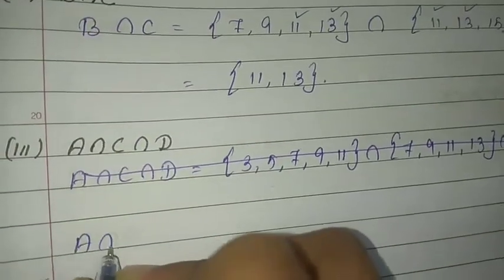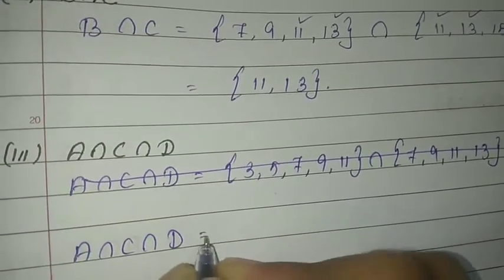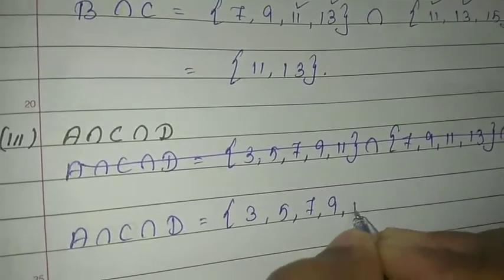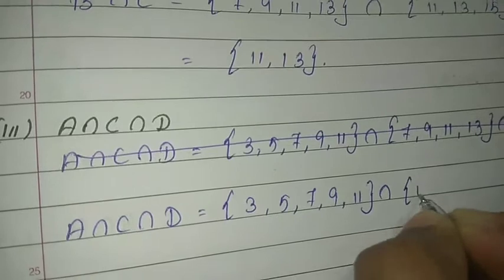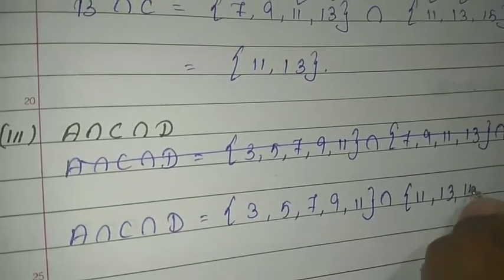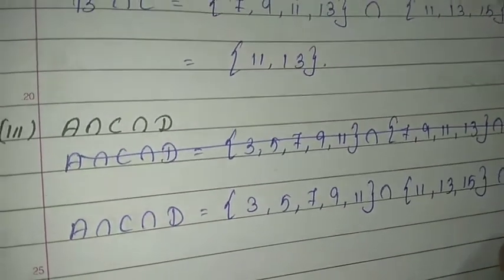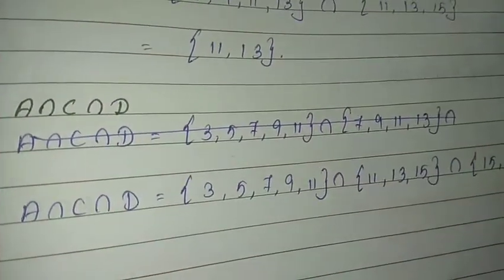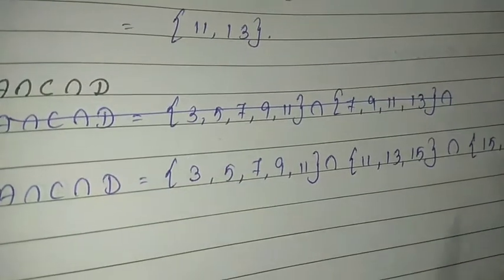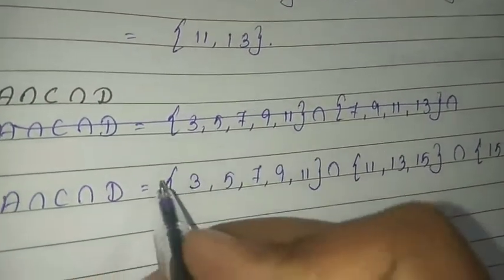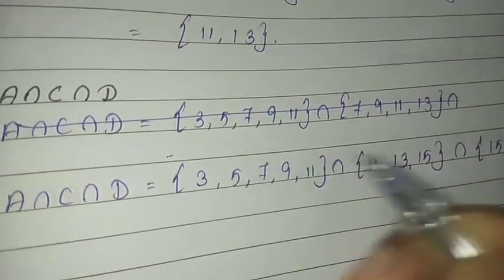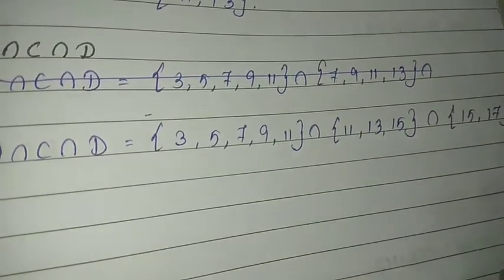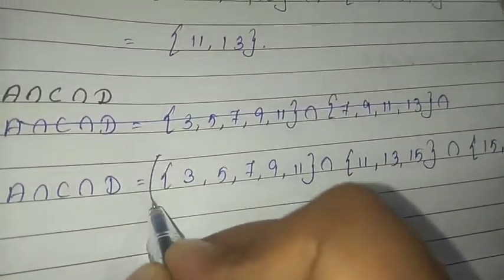So A intersection C intersection D is equal to {3, 5, 7, 9, 11} intersection {11, 13, 15} intersection {15, 17}. So now what is common for all the three? We'll see, or else we'll just group it. You can directly do it if you're used to it. If this is confusing for you, then you can group any two.